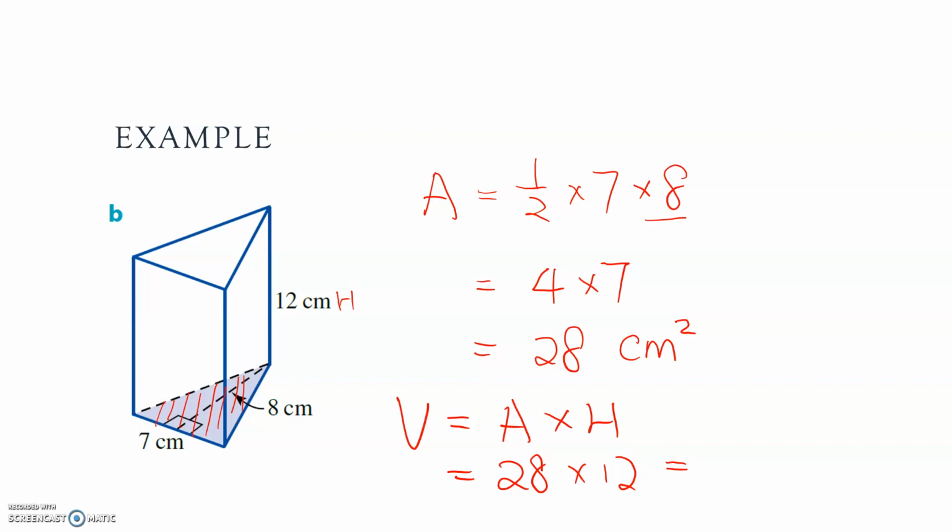Now, for this lesson, I am going to be your calculator. So it's going to be 336. Now, when we write the unit for the volume, we need to write centimeters cubed. Okay, so the square is for the area and the cube is for the volume.